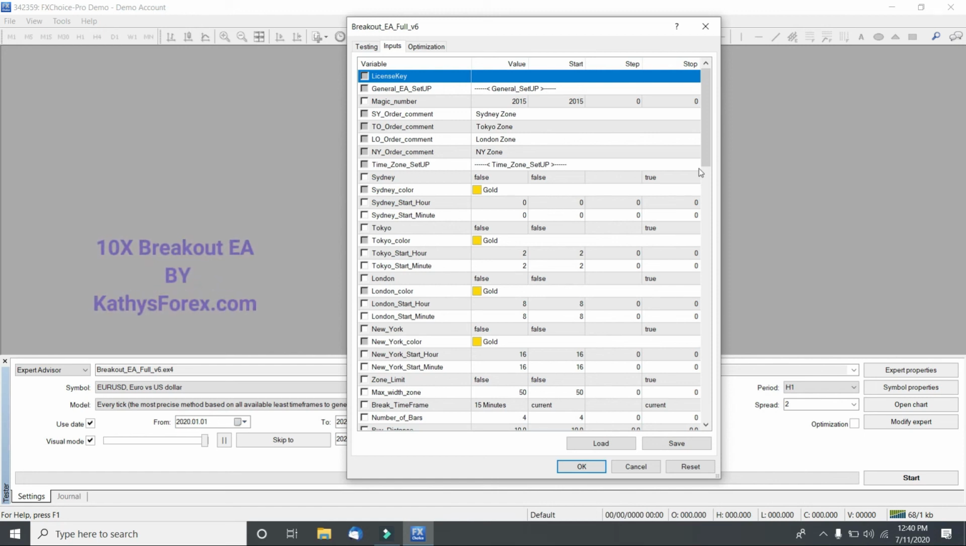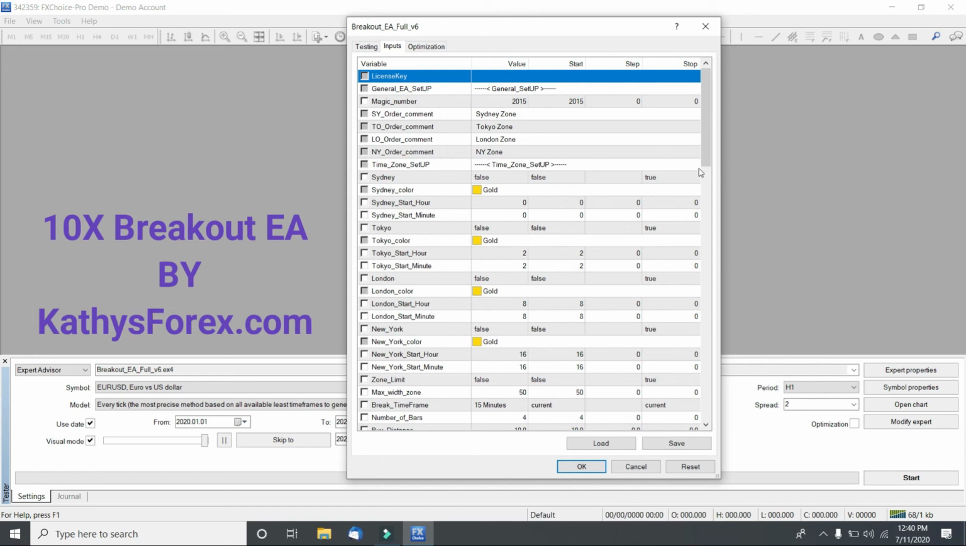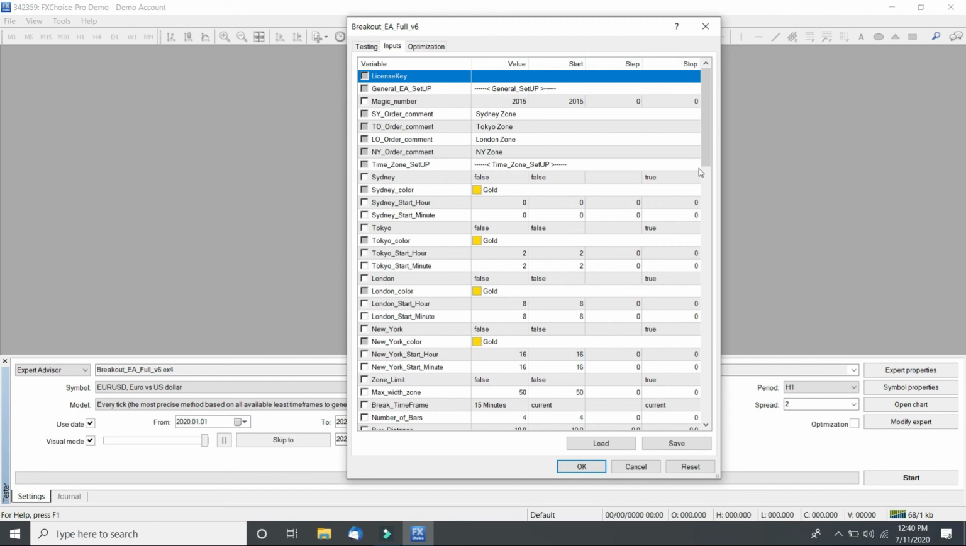Everybody, this is Kathy from kathysforex.com, and this is a tutorial on how to work the 10x Breakout Expert Advisor that I have just recently released. To create your own strategy, you need to know what each function is and what each function does. So hopefully this will help you out.